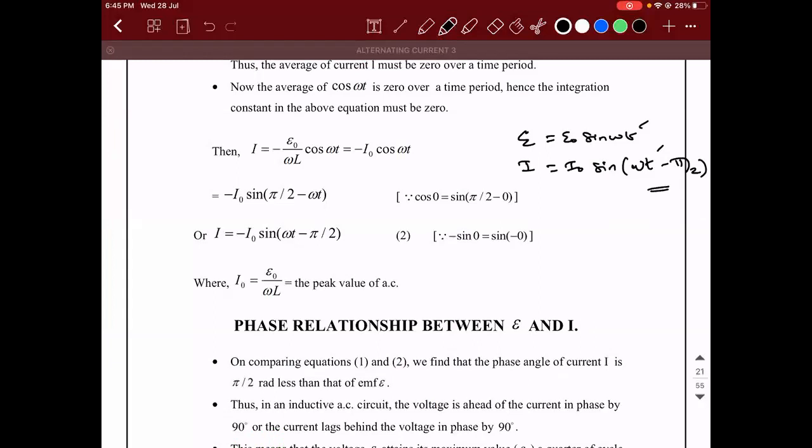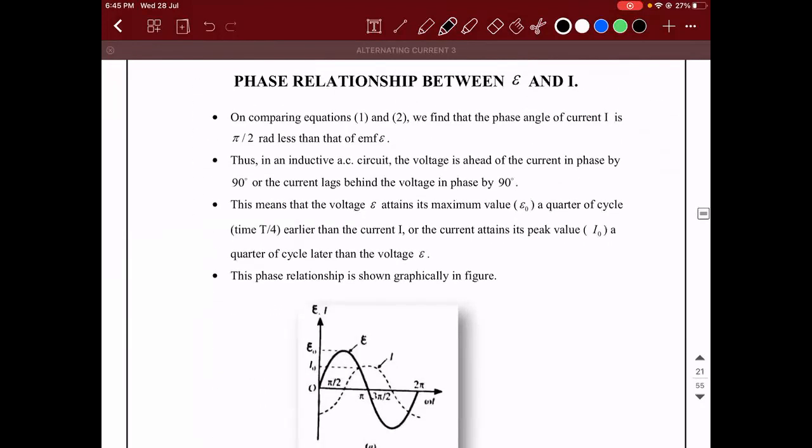So what is the meaning? Current is not in phase, and will be lagging. Yes. So we say current is lagging the voltage.